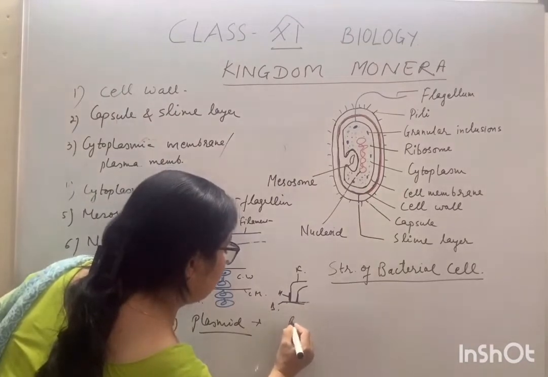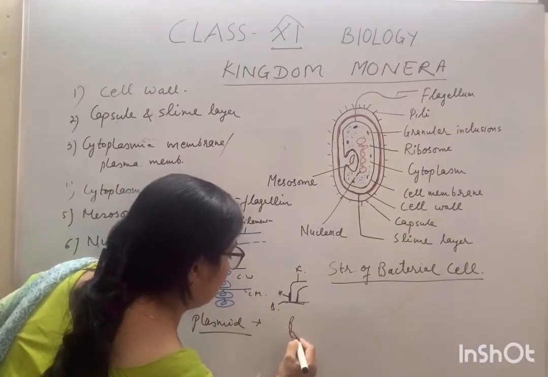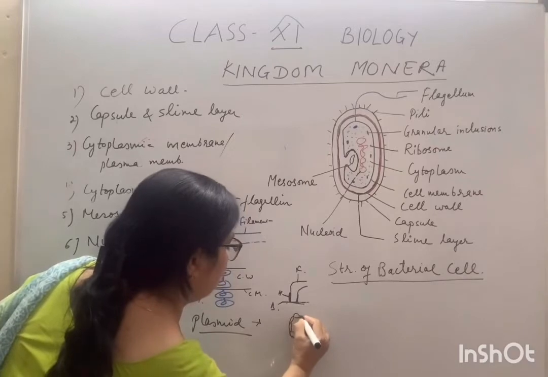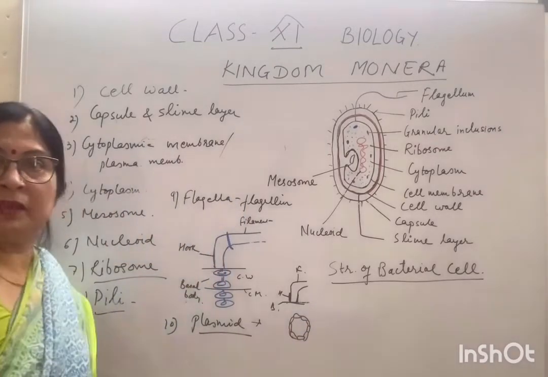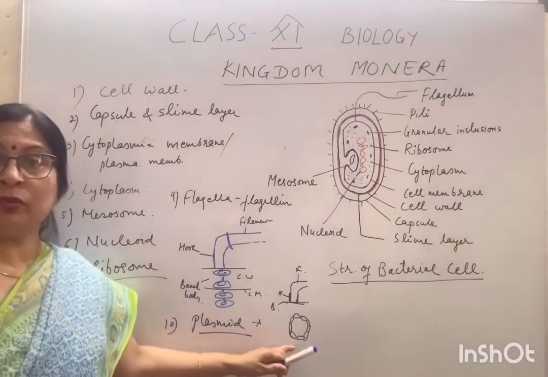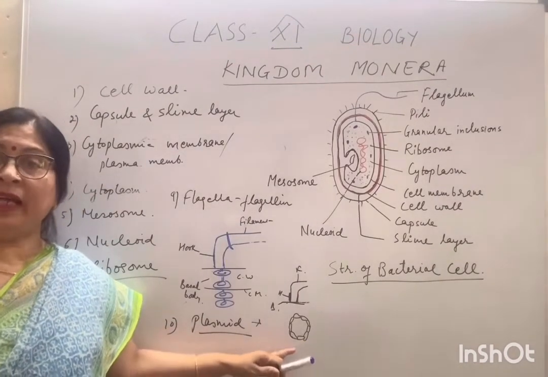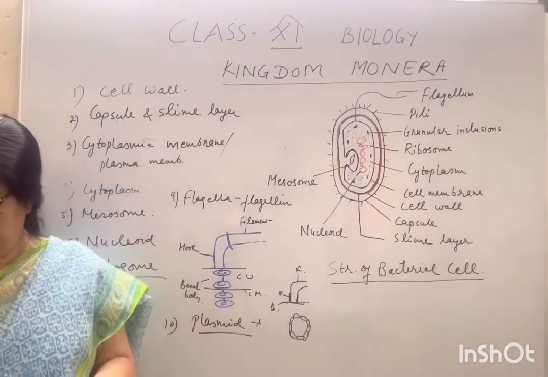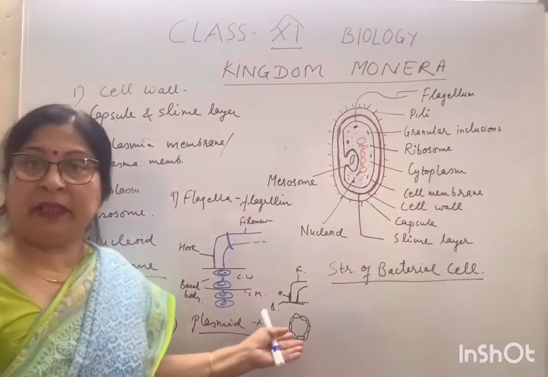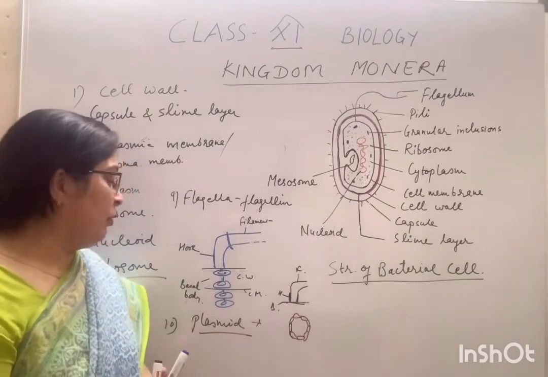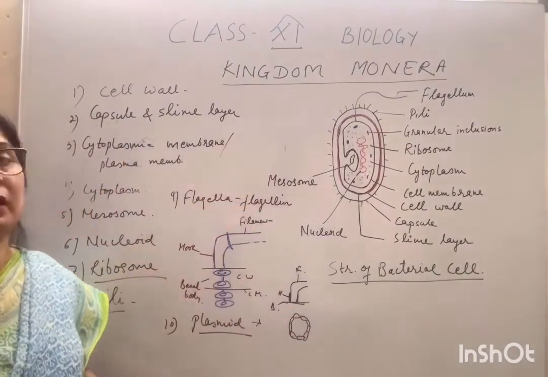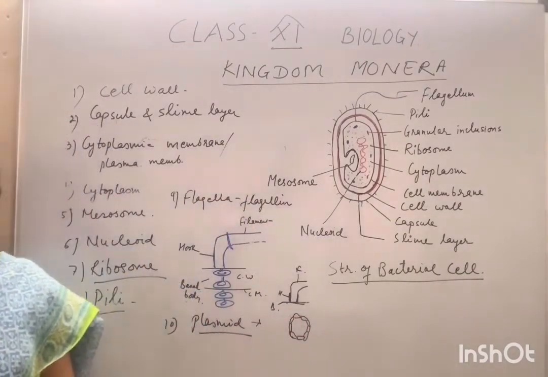If you see, the diagram is like this. It is a circular DNA. ठीक है. And it can replicate independently. Now, this is all about the structure of bacterial cell.